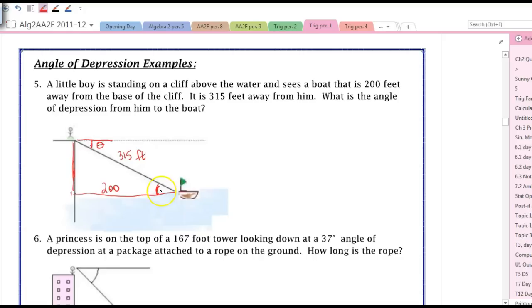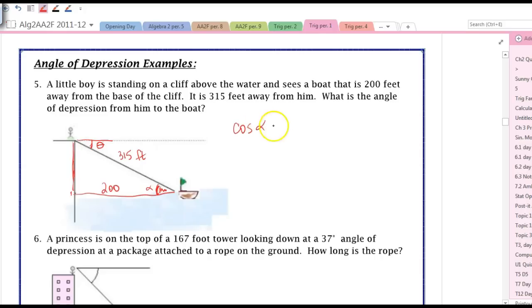The good news is the angle of depression is actually congruent to this one down here. So angles of depression and elevation will be congruent. Maybe you remember your parallel line theorems from geometry. So we want that angle. How do I get it? By finding this one right here. I'm going to call that alpha. How do I find alpha? Well, I've got the adjacent side to alpha, and I've got the hypotenuse. That's kind of screaming for cosine.